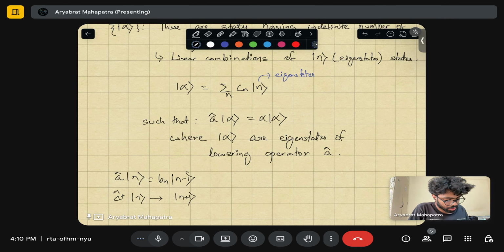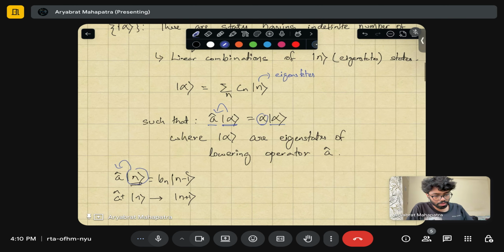Among them, when the lowering operator acts on an energy eigenstate, n is not an eigenstate of A. But if you act A on alpha, you get alpha times alpha, so alpha is an eigenstate of A, with eigenvalue alpha. This is the eigenvalue. This is something special about coherent states.